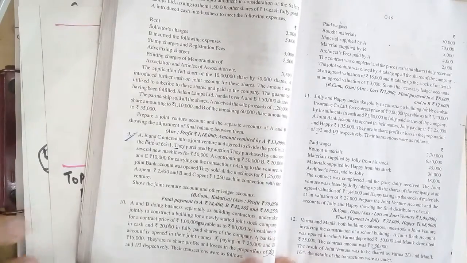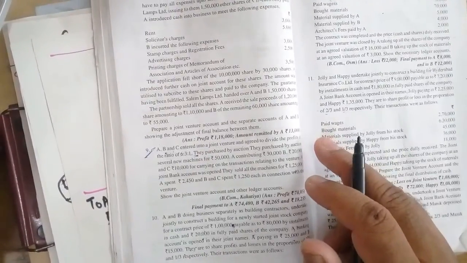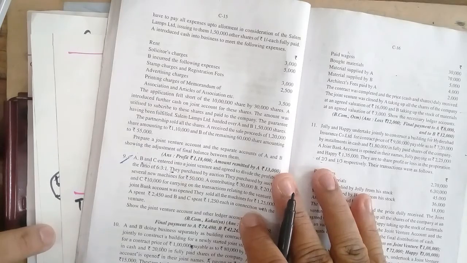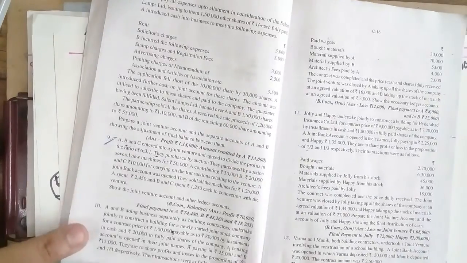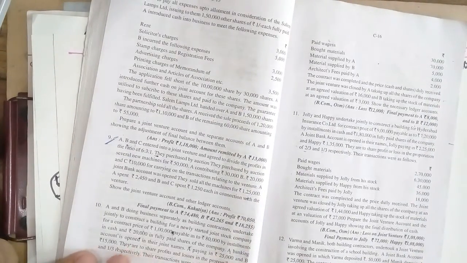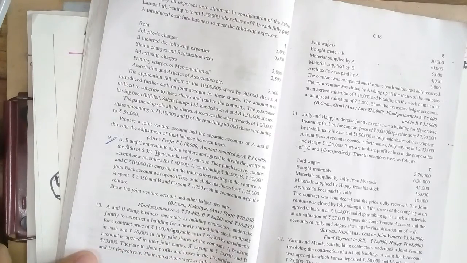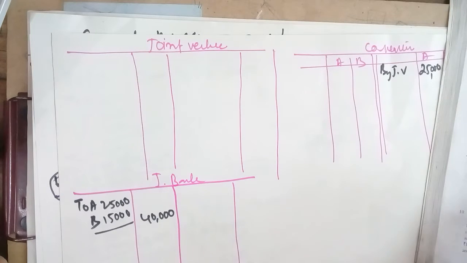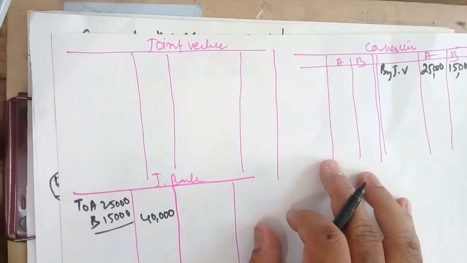The question says that they have contributed 25,000 and 15,000. They are to share profits in the ratio of 2/3 and 1/3 respectively. Their transactions were as follows, right? Now they have paid the expenditure, right? So here I will keep the textbook on this other side. You can see later, I will show you the transactions, right?